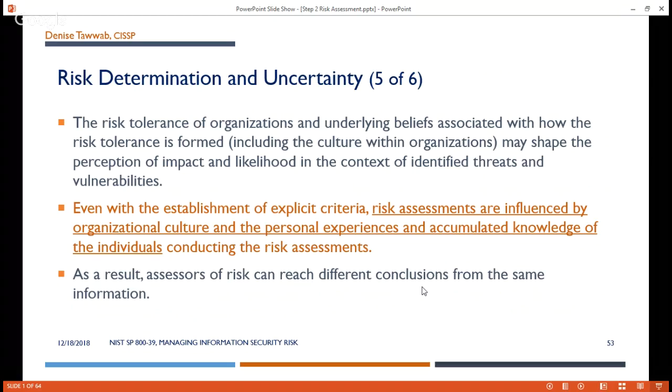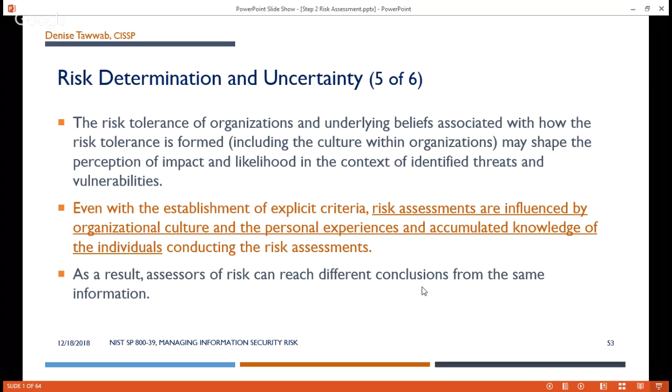The risk tolerance of organizations and underlying beliefs associated with how the risk tolerance is formed, including the culture within organizations, may shape the perception of impact and likelihood in the context of identified threats and vulnerabilities. Even with the establishment of explicit criteria, risk assessments are influenced by organizational culture and the personal experiences and accumulated knowledge of the individuals conducting the risk assessments. As a result, assessors of risk can reach very different conclusions from the same information.